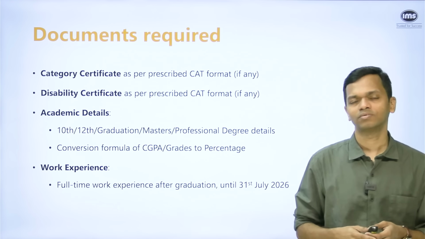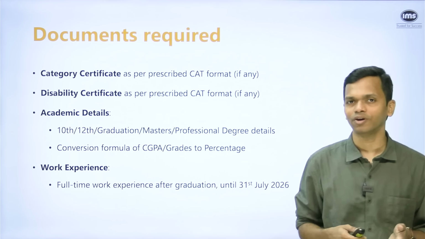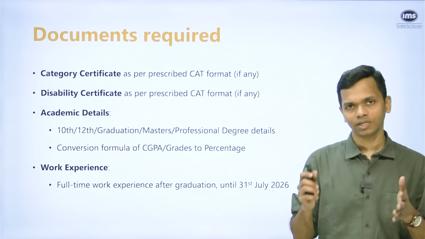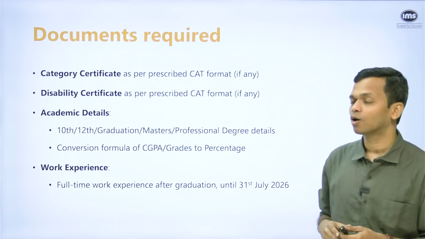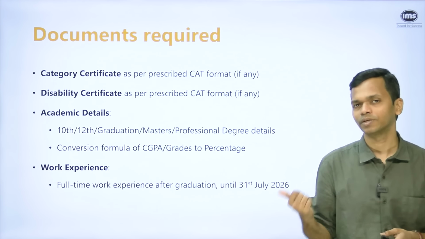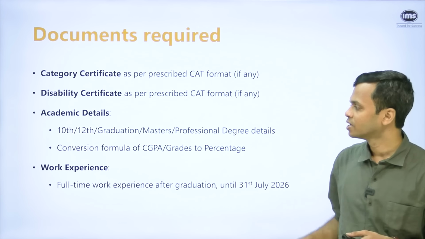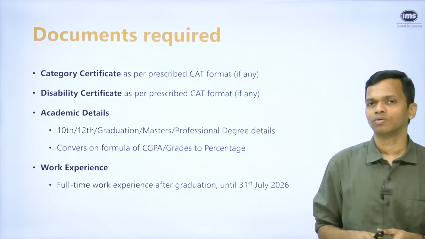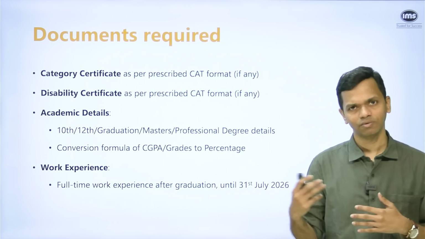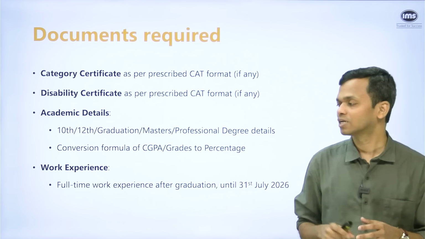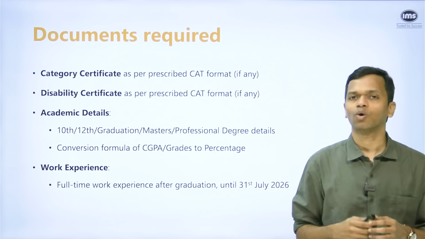For example, you may have something like, say, into 9.5, right? And if you have that, then you should have a proof that, okay, this is the conversion formula that we have. A lot of B schools also ask for it. So it's important that you keep it with you. And then finally, work experience. So if you have full-time work experience after graduation, that is what they consider. We'll talk more about WorkX as we progress, but you're going to need the documents for this.